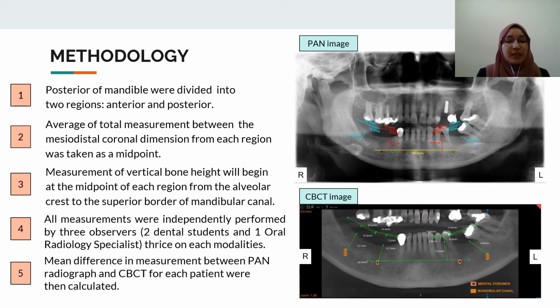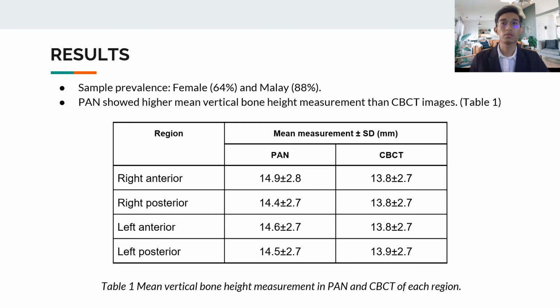All measurements were independently performed by 3 observers that include 2 dental students and 1 oral radiology specialist. It was done by measuring 3 times on each imaging modality, and average readings will be calculated, and once the average readings were determined, the mean difference in measurement between panoramic radiograph and CBCT for each patient was then calculated.